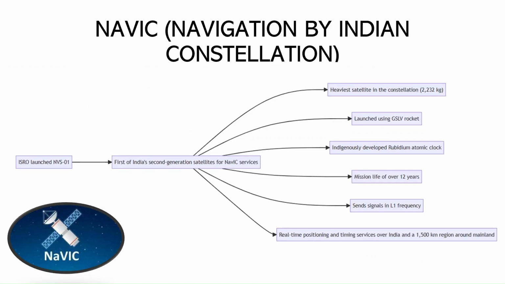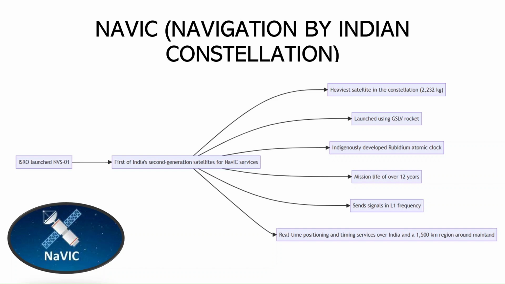Now, we will take up topics based on recent advancement in space science. ISRO has launched India's next generation navigation satellite, NVS-01, and this has propelled India into the future of navigation with the successful launch of this satellite, which is the first satellite of India's second generation constellation, also known as NavIC, whose full form is Navigation with Indian Constellation.